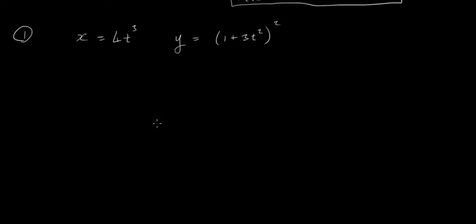So let's start. First thing we need to do is find dx dt. We need to differentiate this with respect to t, and then differentiate this y here with respect to t. What we're looking for, as I say, is dy dx in terms of t. So let's find dx dt first. Just differentiate this here, that will give us 12t squared.